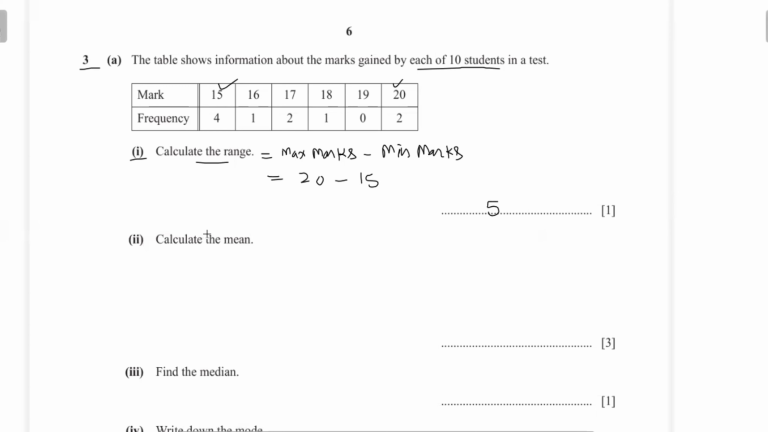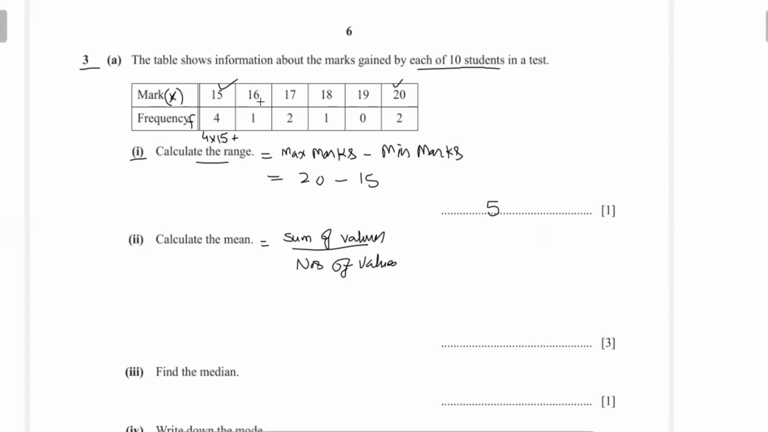Part second, calculate the mean. You know the mean is the sum of values divided by the total number of values. We write the sum of values divided by the total number of values. To calculate the sum of values, we multiply the frequency by the value x. You see here the 15 marks occurring 4 times. Therefore, the total of 15 will be 4 into 15, that will be equal to 60.